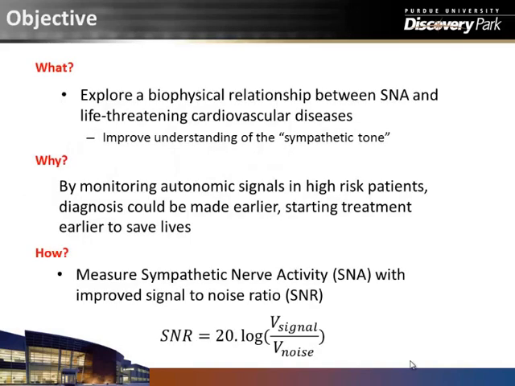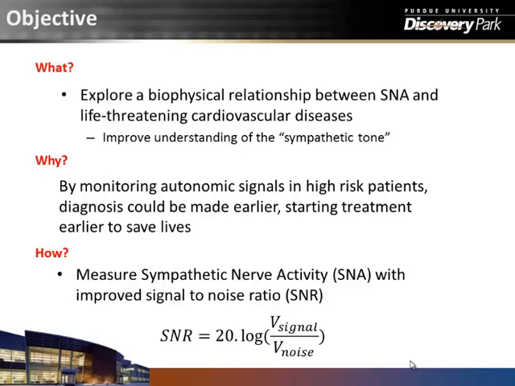So what's the objective of this work? Especially my doctor friends are interested in exploring a biophysical relationship between sympathetic nerve activity and life-threatening cardiovascular diseases. So we want to basically understand the language with which the nervous system communicates with the organs, which we call the sympathetic tone, and we want to improve our understanding of the sympathetic tone.